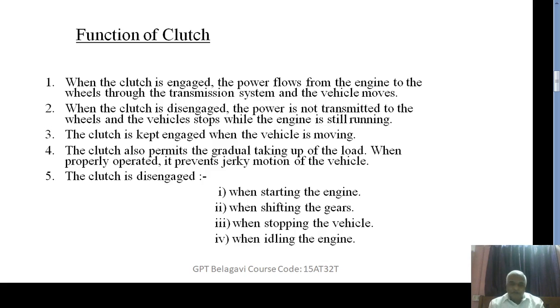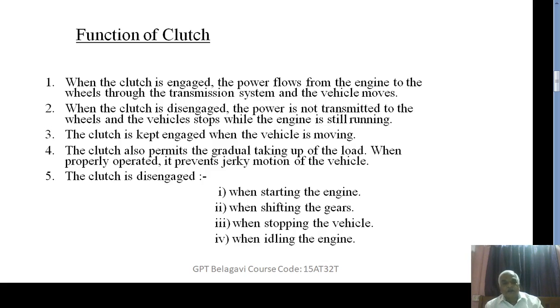The reason is, if you operate the clutch withdrawal mechanism, it cuts off the power supply from the engine to the gearbox. It means there is no power to the gearbox, so that we can change the gears to the required position, then we can release the clutch. That is, once the clutch cuts off the power supply to the gearbox, then we can change the gears very easily without damaging any gear wheels.